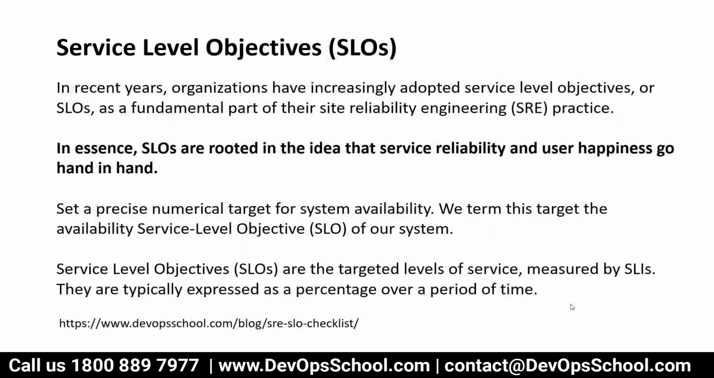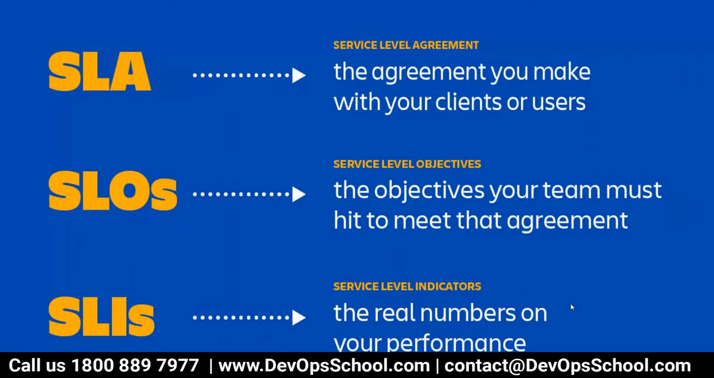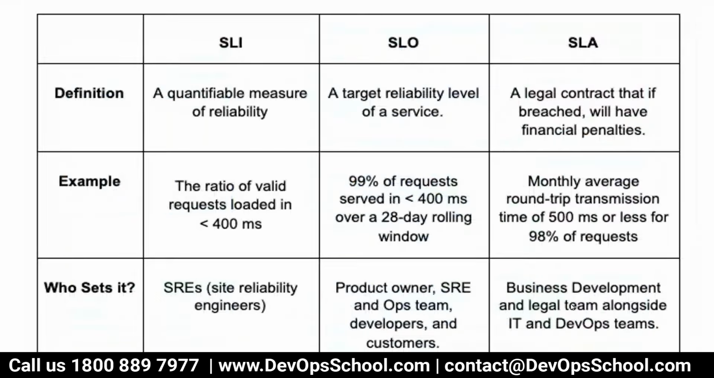You, meaning the ops team or an SRE team, have to set up the SLO, and your job is to always make sure that your SLOs are adhered to and maintained. So yeah, SLA is the agreement you make with your client and users. SLO is the objective, your team must meet that agreement, and SLI is the real number on your performance. Okay, so the SRE's job is to maintain all of this, and this is one of the important things.